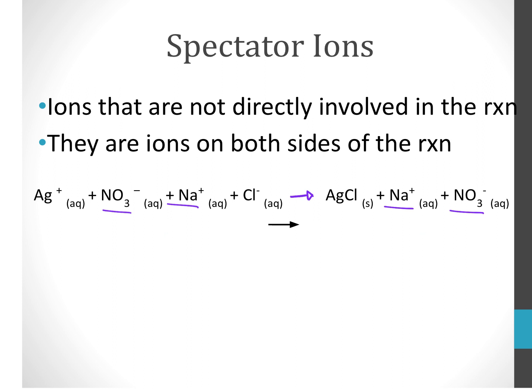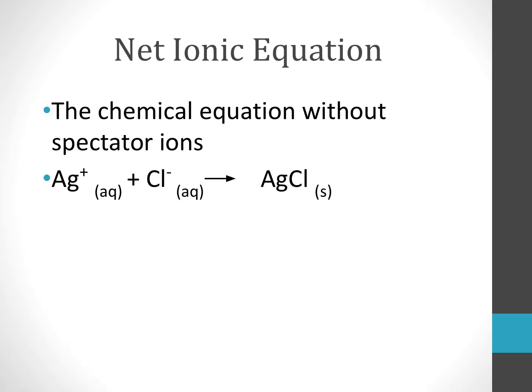Now, very lightly, go ahead and cross out those spectator ions. What we have left is what we call the net ionic equation. If we rewrite the equation without those spectator ions, with everything that wasn't crossed out, we should end up with silver ion plus chloride ion gives us silver chloride. The net ionic equation is the important part because these are the only things that actually react and make the new product. It simplifies the equation to the only ions actually doing anything important.